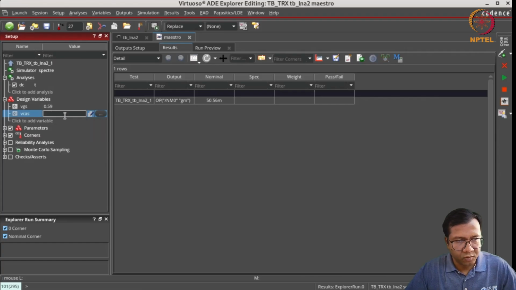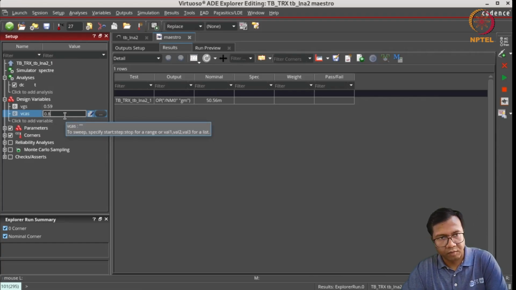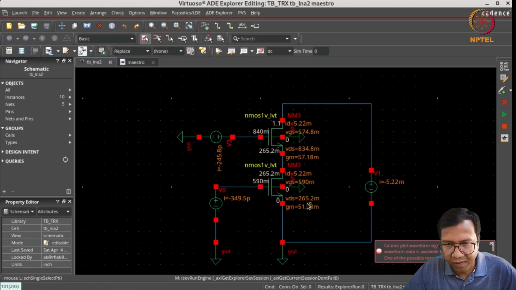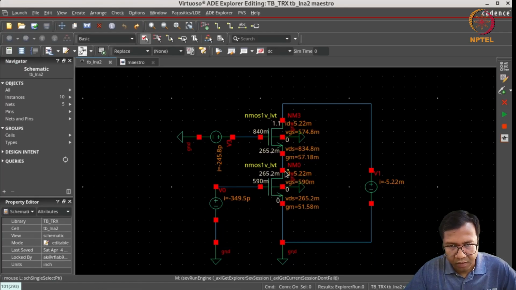So let's choose this to be equal to 0.84. Now we can see that the drain voltage of the input element has increased slightly to 0.265, and overall current in this series combination is close to 5 milliamps. So the cascode voltage can be further optimized. Right now we will just leave it to this value and go ahead.